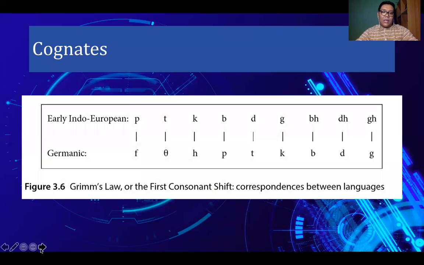If we are to focus more on the sound changes, we could say that for early Indo-European languages, these were the consonants. However, this later on evolved because of the first consonant shift. These are the correspondences between languages, according to Grimm's law. So for example, in the early Indo-European language, if the sound p was pronounced this way, in the Germanic language it's pronounced as f. Same goes with the rest of the consonants here: t, k, b, d, g, and then these sounds paired with the H sound. Because of the first consonant shift, they became these sounds in the Germanic language.